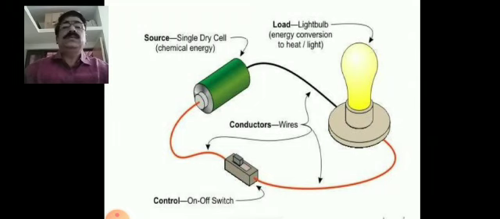So here you can see a battery is connected, a positive terminal is connected to a switch, a negative terminal to a bulb. So when you switch on, it shows that a complete circuit has been formed and the light is glowing in it.